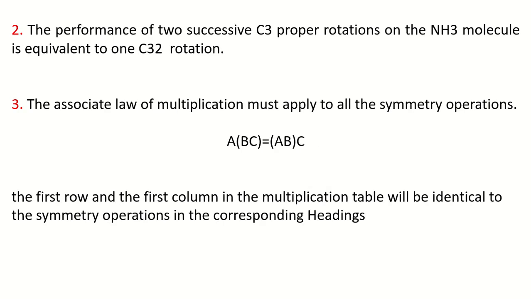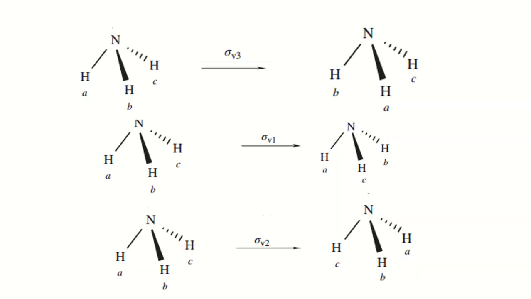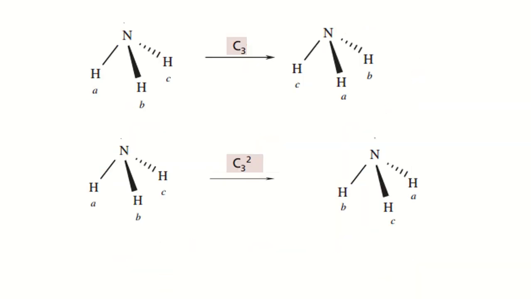We have discussed these rules in quite an extensive way, and last time we studied the symmetry operations, and the most important was the improper rotations. We discussed what happens if we apply a C3 rotation to a molecule, and what happens if we apply C3 twice to the ammonia molecule.